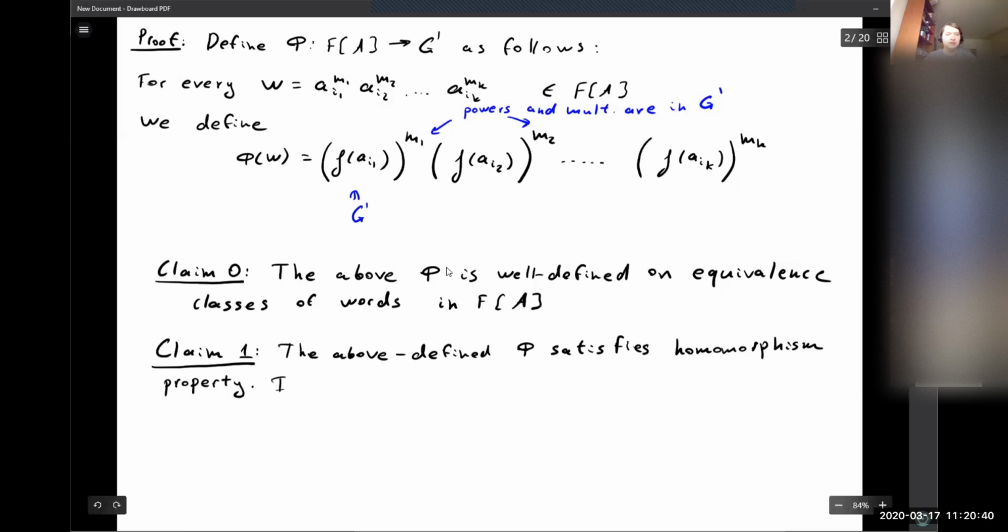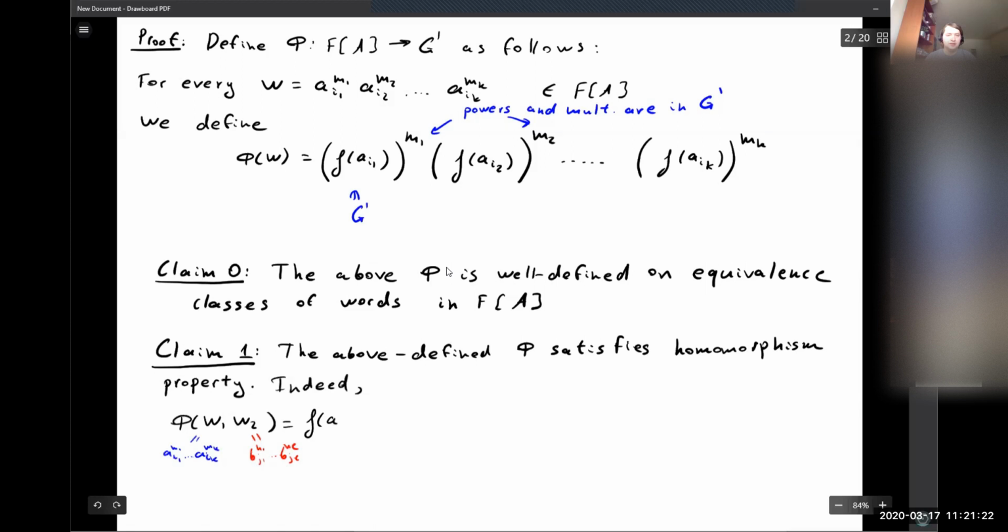Okay, so indeed, let's look at phi applied to the product of two words. What will it be? It will be the following product of elements. Suppose the first word was A_{i1} to the M1, all the way to A_{iK} to the MK. And the second word was B_{j1} to the power N1, all the way to B_{jL} to the power NL.